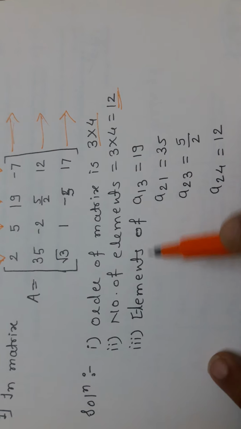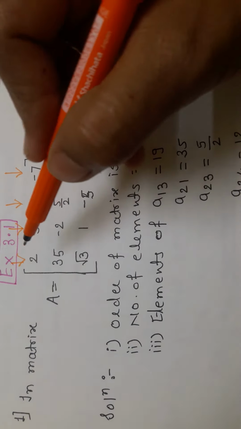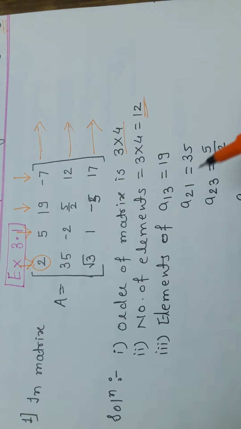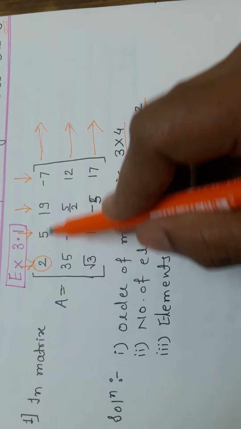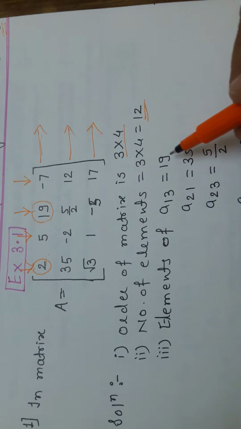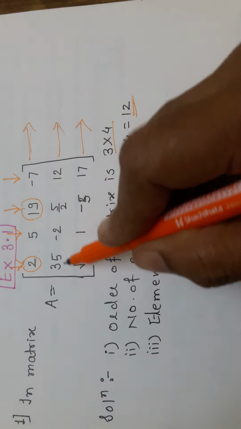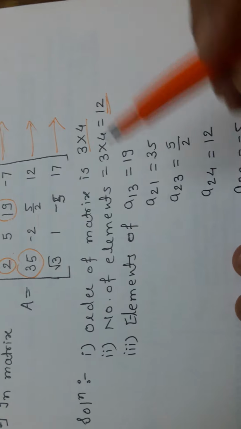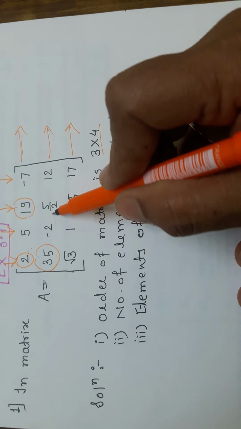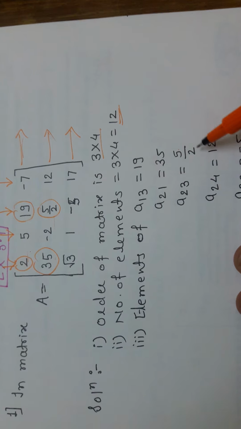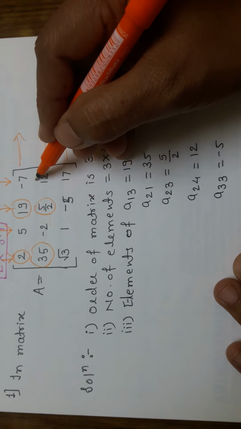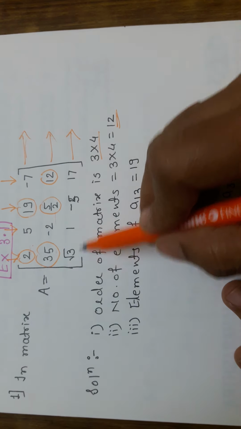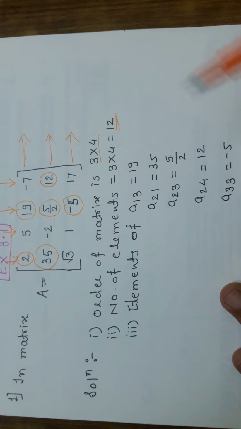Third is elements of, means what should be the position of this. The position of this element is 1, 2. They had asked a13, means first row but third element. So 19. a21, second row and the first element, a21, so 35. a23, second row third element, that is 5 by 2. a24 means second row fourth element, means 12, and a33 means third row and third column, means -5.